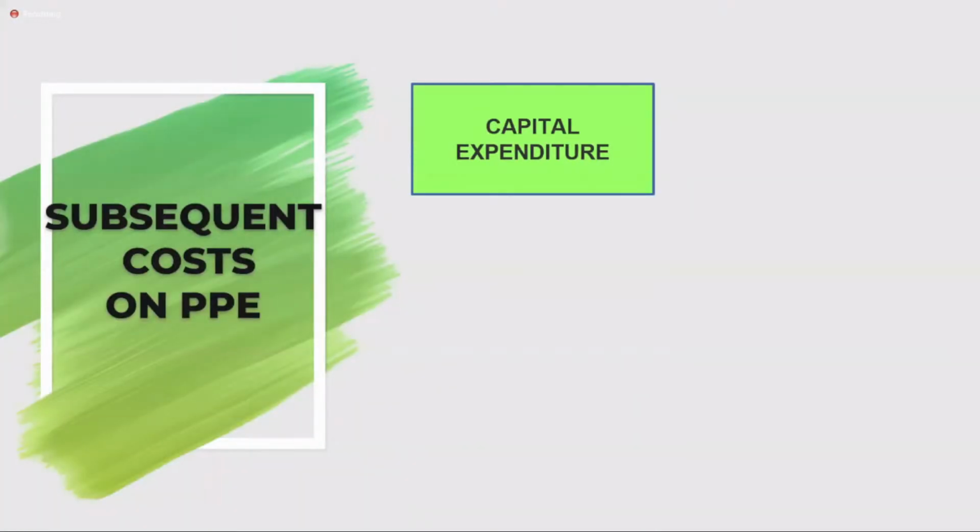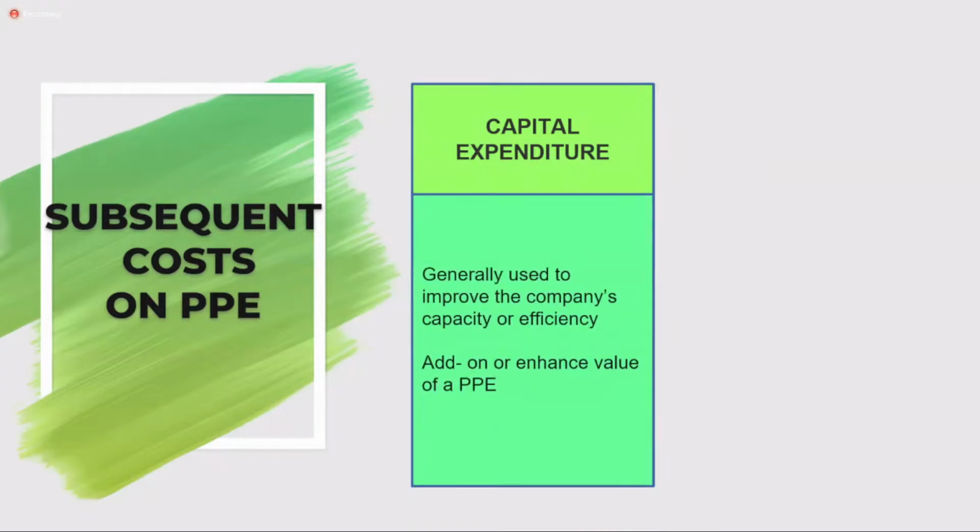Okay, so subsequent cost. In this subsequent cost, we have two types of expenditure. Capital expenditure. So this capital expenditure is generally used to improve the company's capacity or efficiency, and it will give an added value or enhanced value to the PPE. Kalau sebelum letak alat ini, PPE-nya kurang production. Letak satu alat, dia jadi produksinya bertambah. That will be capital expenditure. Okay, ada added value to the PPE.